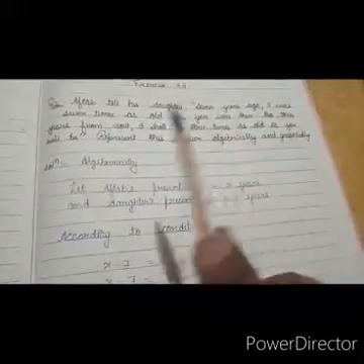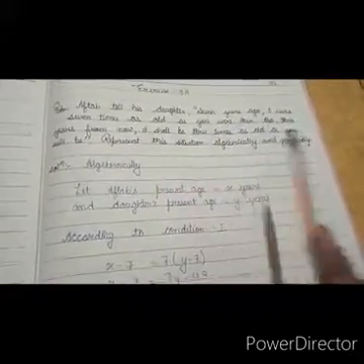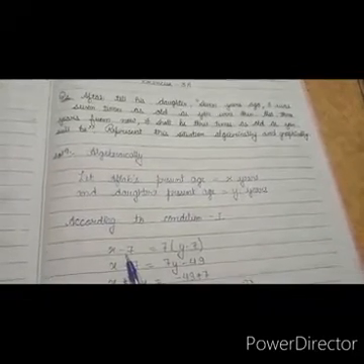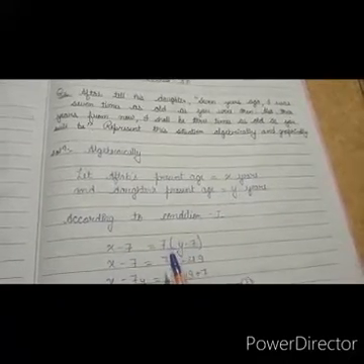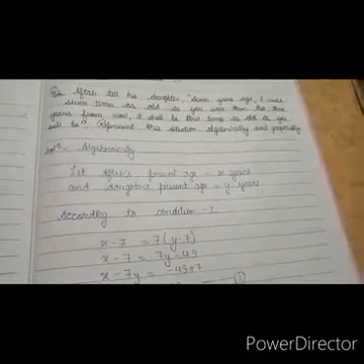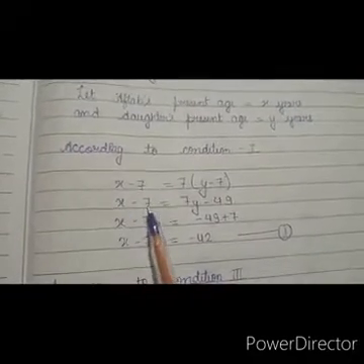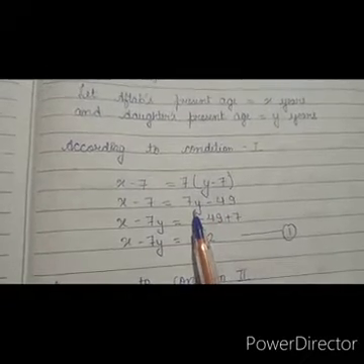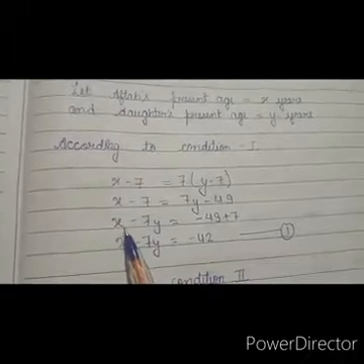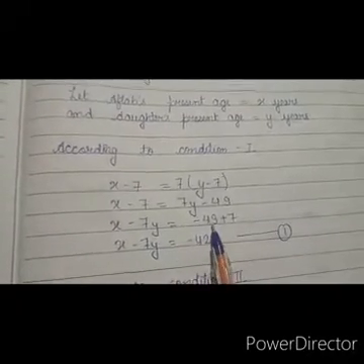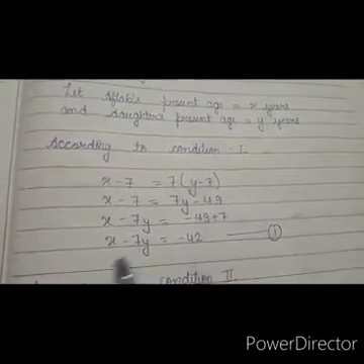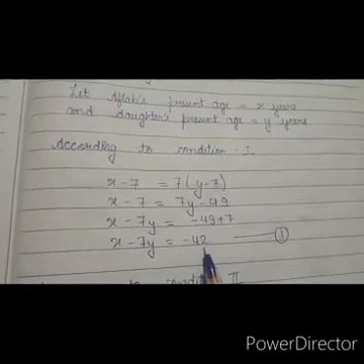7 years ago, I was 7 times as old as you were then. It means, according to the question, 7 years ago, the father's age, meaning Aftab's age, will be 7 times his daughter's. So, x minus 7 equals 7 multiplied by y minus 7, which is 7y minus 49. We can write the above equation as x minus 7y equals minus 49. This minus 7 will become plus 7. On solving this, we get x minus 7y equals minus 42.